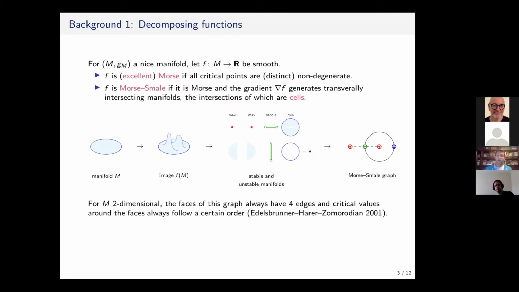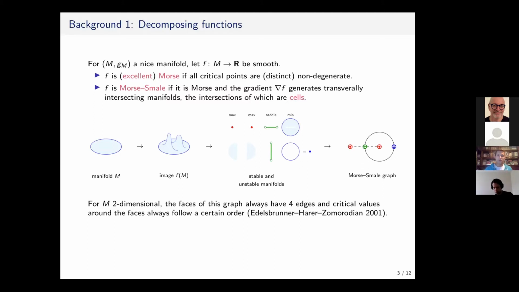As I mentioned, in the Hertz-Mirodion paper, they showed that when the manifold is 2-dimensional, the faces of this graph always have 4 edges. You can see that in the example on the right there. There are 2 faces, one on the inside of the circle, one on the outside. Even though it looks like there are only 3 edges on the inside, we count the edge from the saddle to the maximum twice, once from the top and once coming from the bottom. So it still has 4 edges.